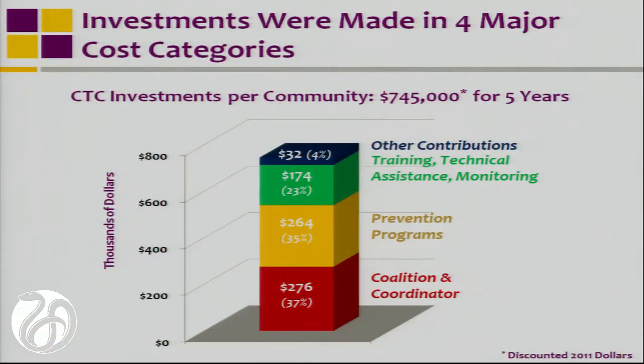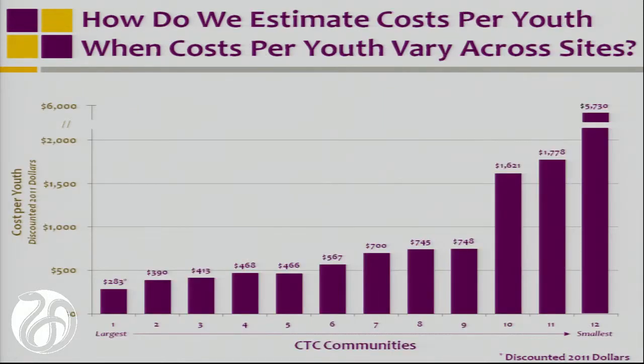We found over 5 years, $745,000 in all was invested in 3 major areas that you see on this slide. But for purposes of conducting a benefit cost analysis, we needed to understand how those investments were made on a per youth basis. And so that's what I have on this slide. These are the costs per youth across the 12 communities in our study. The largest is number 1 and the smallest is number 12.